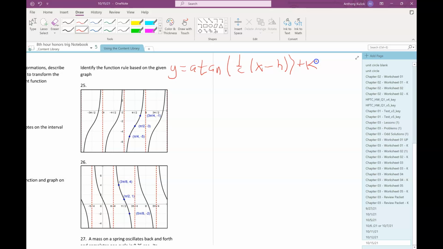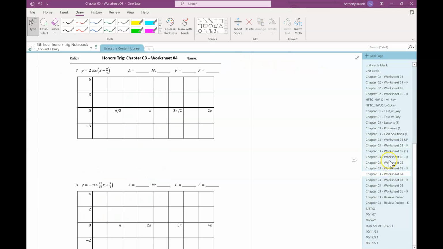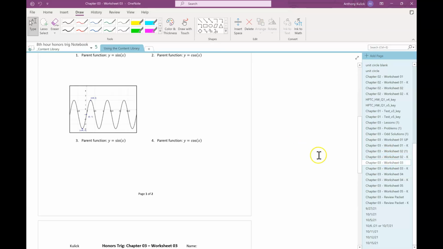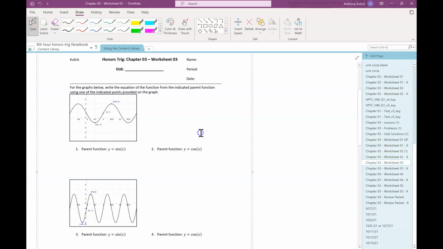Sydney. I have a specific question. Could you go over how to go from a graph to an equation? For a sine or cosine problem? For cosine. Sure. So I'm just going to grab a problem from worksheet 3, and we'll just do one as an example. Does that sound okay?